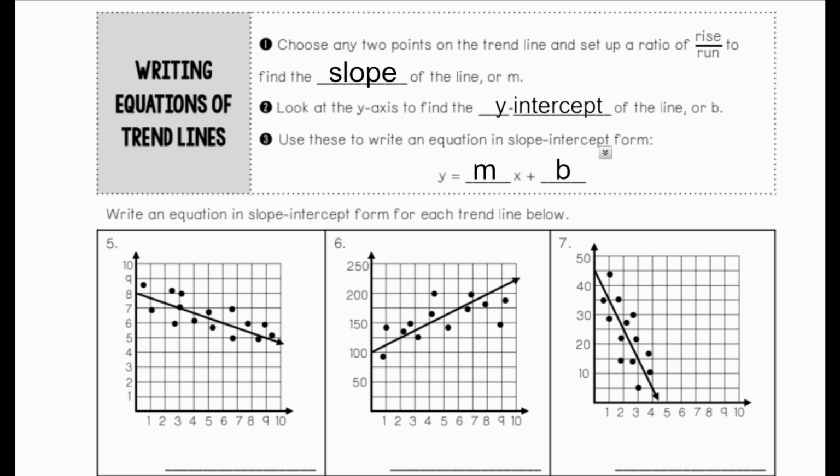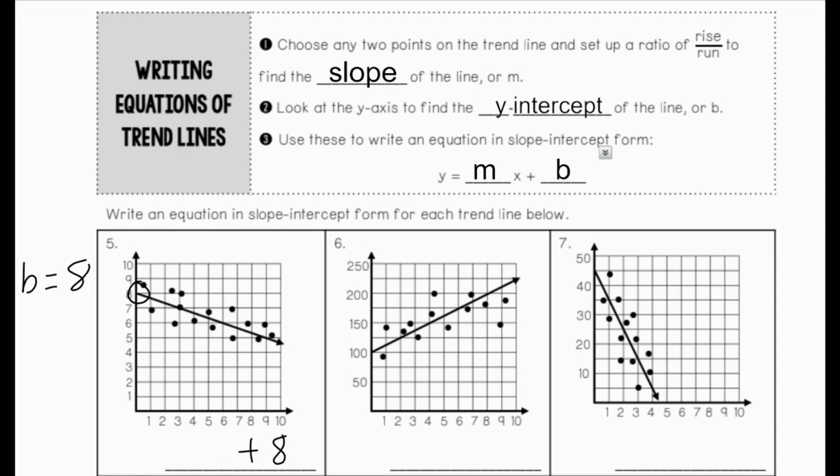Now, the easiest point to identify of any line is always my y-intercept. My y-intercept, remember, is the point where the line crosses the y-axis. That would be this point here at 8. So my plus b in my y equals mx plus b would be 8.